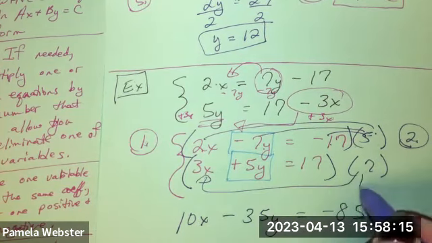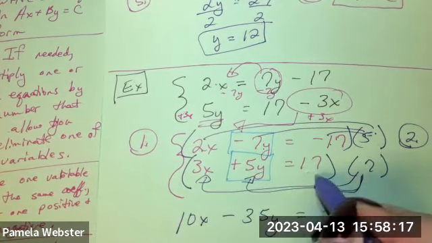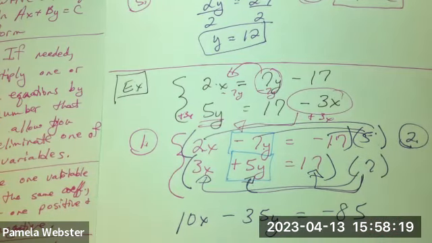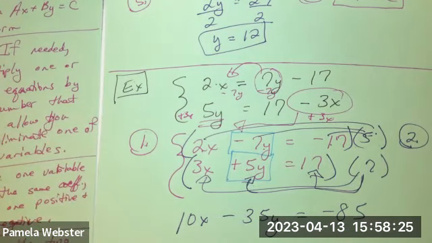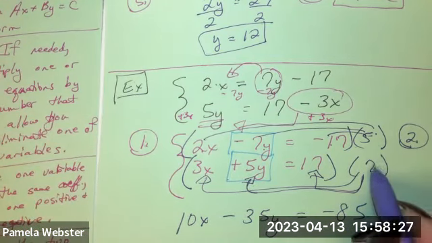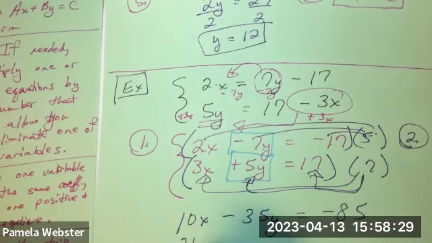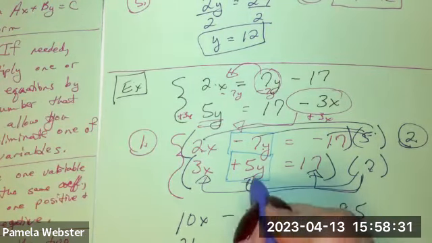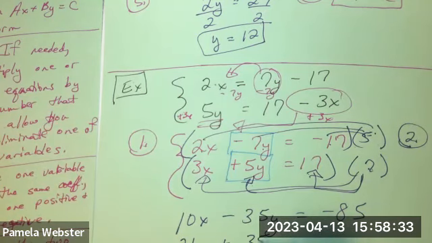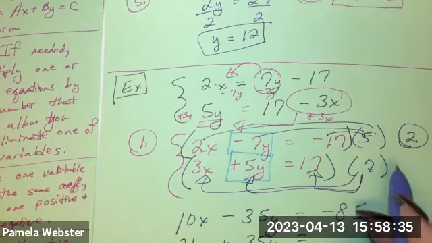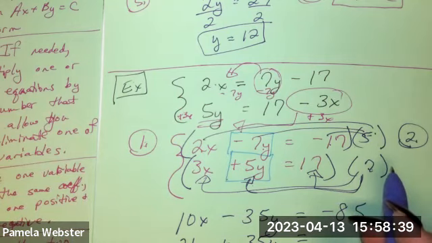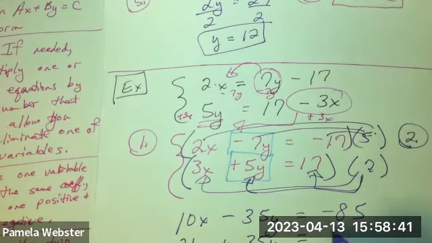7 times the second equation, and I highly recommend you stop and multiply it yourself and make sure you can get there, because this is math you're going to have to do on your own. So if you're not sure, 7 times 3x is 21x. 7 times 5y is a positive 35y is equal to 17 times 7, 119.